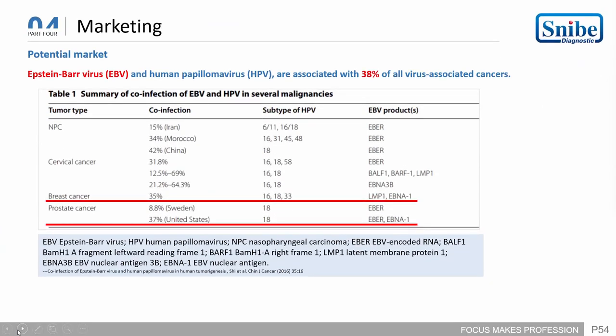If you talk about the potential market, Epstein-Barr virus and human papillomavirus are associated with 38% of all virus-associated cancers. For prostate cancers, in Sweden 8.8% have co-infection, and 37% in the USA have a co-infection with a subtype of HBV and EBV. In EBV and human papillomavirus, the nasopharyngeal carcinoma encoded RNA, other fragmented proteins and antigens are detected during this co-infection of EBV in several malignancies.